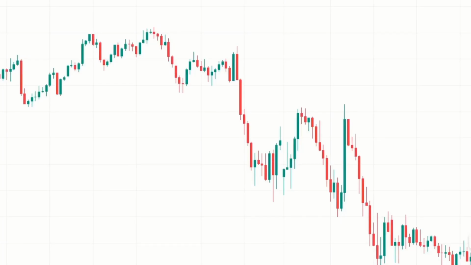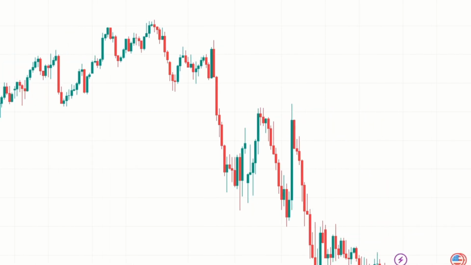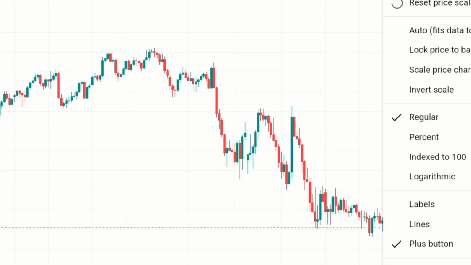This is the best order block trading strategy. Order blocks specifically refer to price areas where market participants, such as institutional traders, have previously placed their significant buy or sell orders. We always look for strong price movements in the opposite direction.